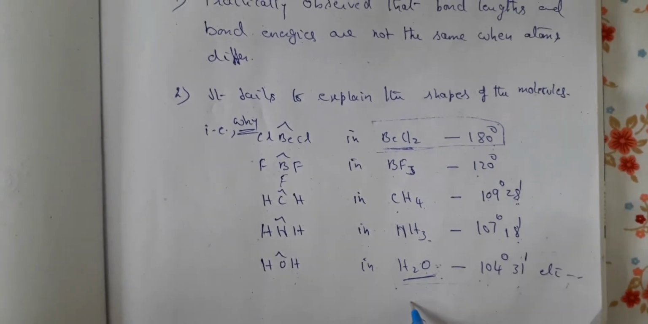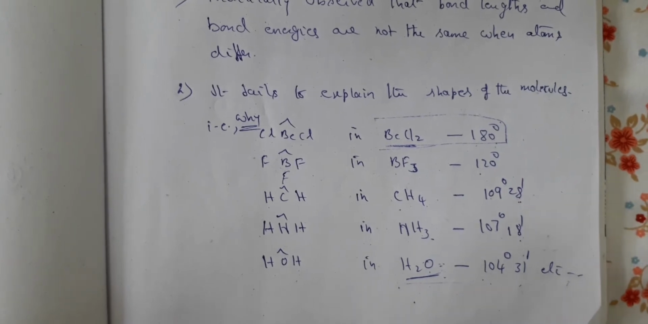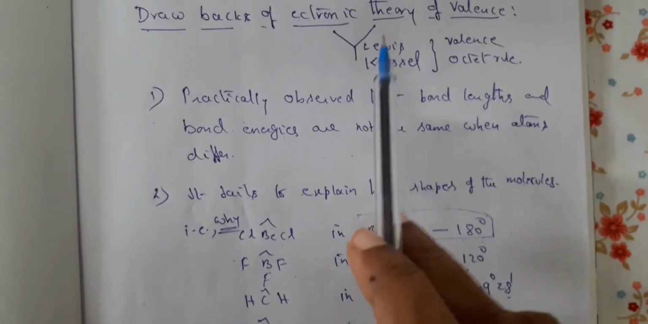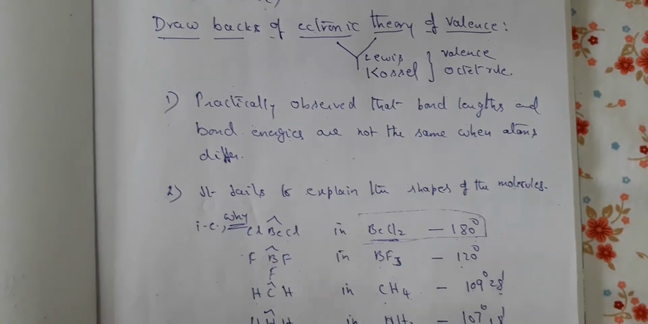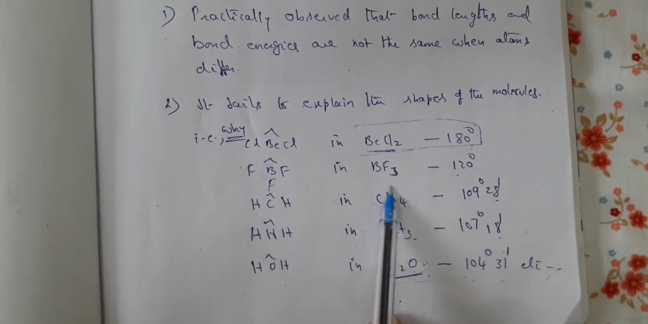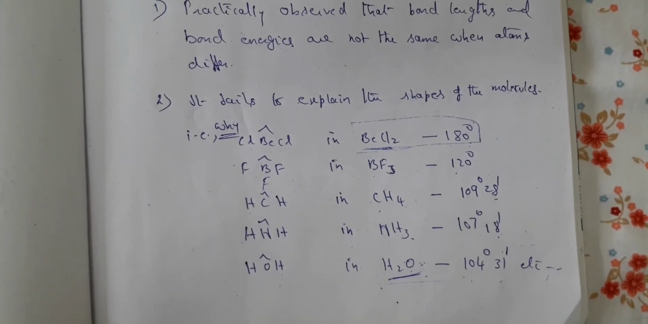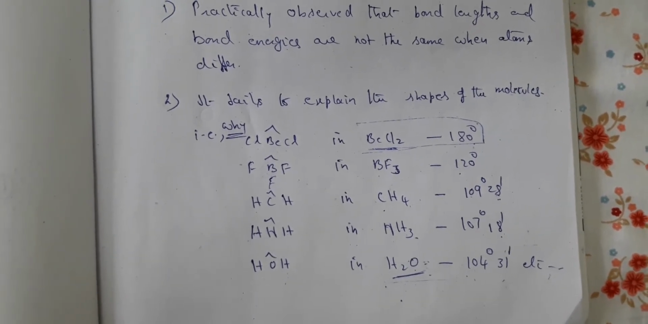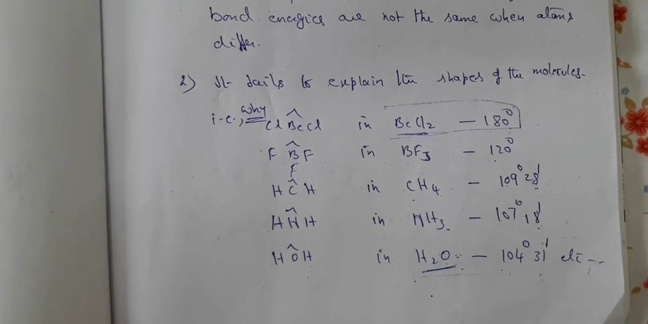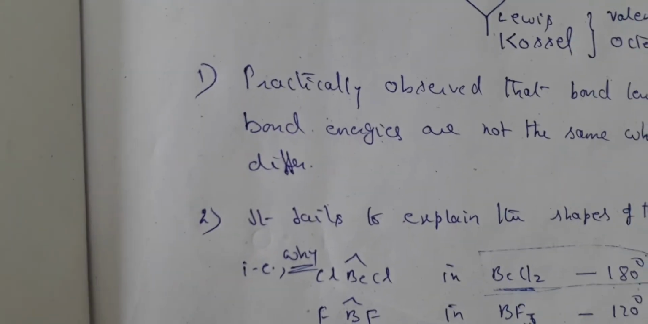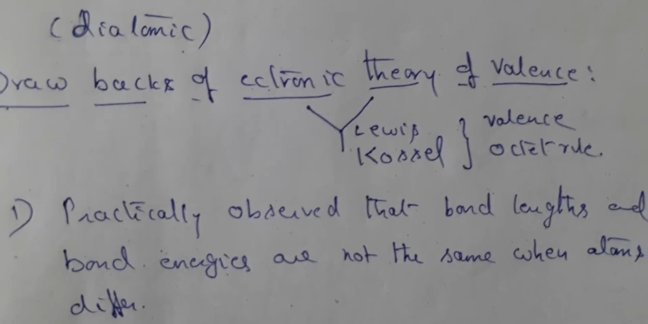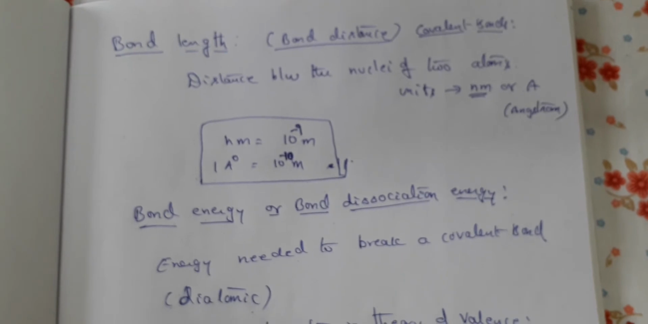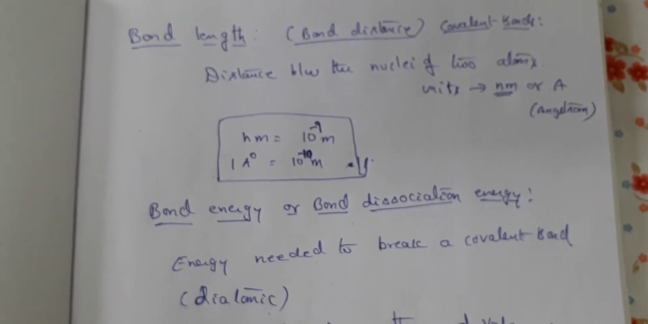So this theory failed in explaining the shapes of the molecules. So these are the two major drawbacks: one, bond length and bond energies are not the same, and two, shapes of the molecules were not explained by this theory. So these are the two most important drawbacks of the electronic theory of valence, proposed by who and who? Lewis and Kossel, right? Okay, children, then take the screenshot and copy the notes.